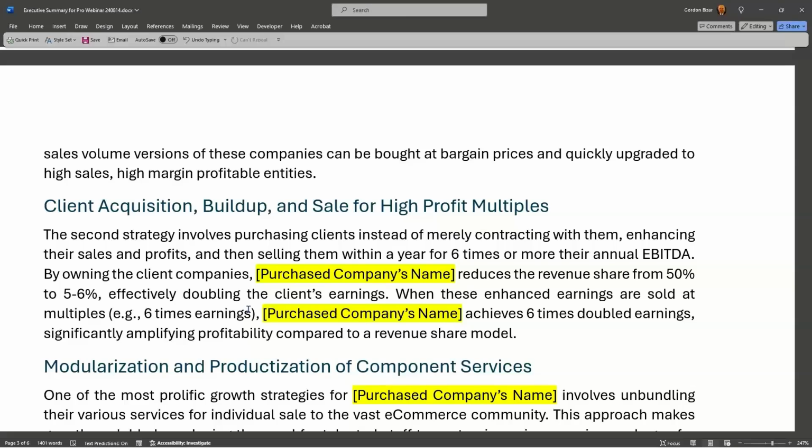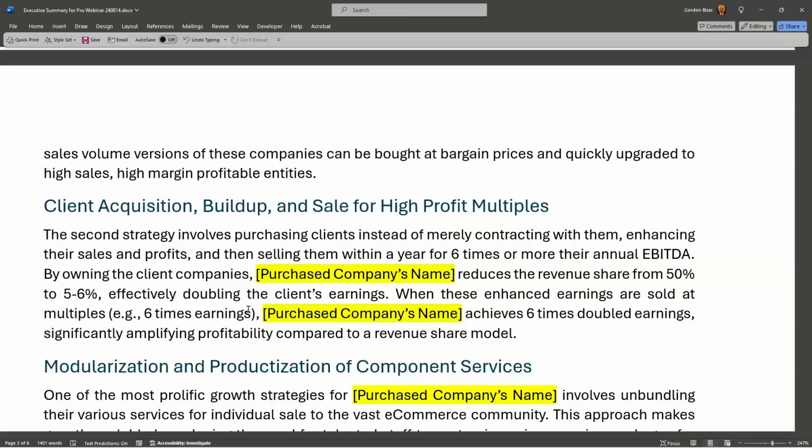Well, what we would do is bring it down from 50% discharge to this client company, because we own it now, to only 5 or 6%, which covers the cash flow needs of this particular company that we're buying. But it effectively is doubling the client's earnings, the company that they're doing the service for. When these enhanced earnings are sold at multiples, i.e. 6 times earnings, the purchased company, instead of getting 50% share of the profitable revenue, they are actually getting 6 times, doubled the earnings, because remember, they were taking off 50%, but they kept 50%.